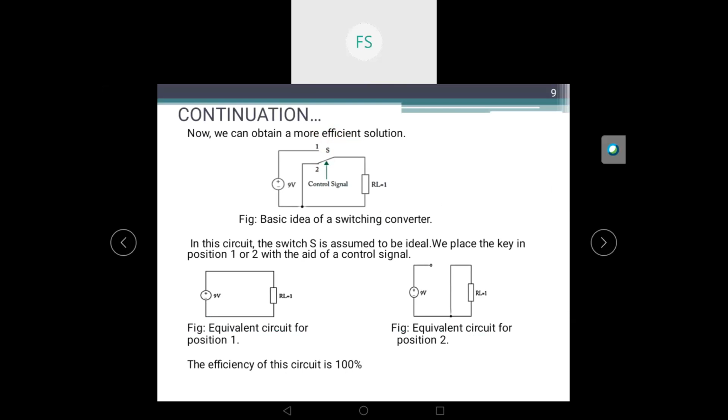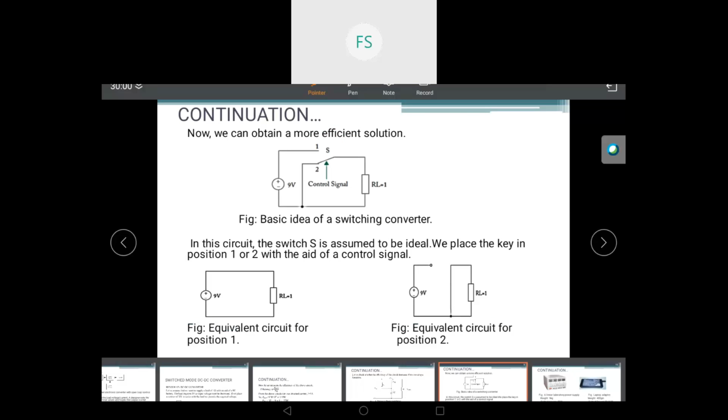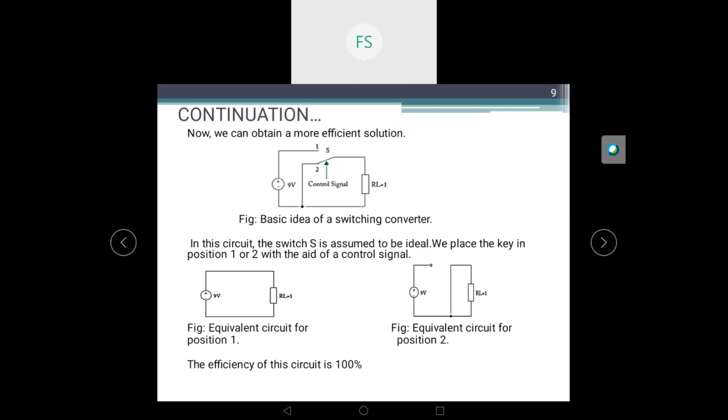What happens here? Let us check it. The equivalent circuit of position 1 is shown here. It is approximately a short circuit, right? So when the switch is in position 1, it will be a short circuit, and when the switch is in position 2, it will be an open circuit. Here I have considered the switch to be ideal, that is, there are no losses.